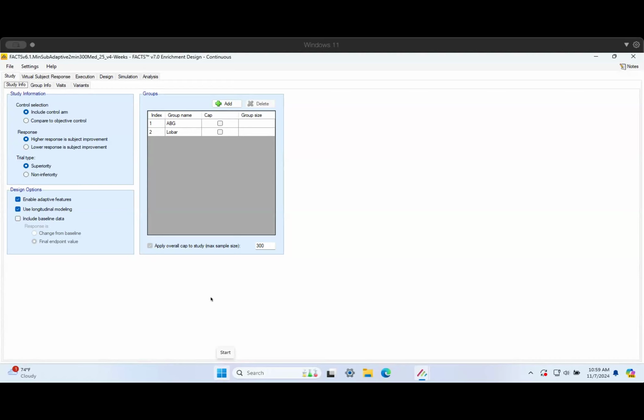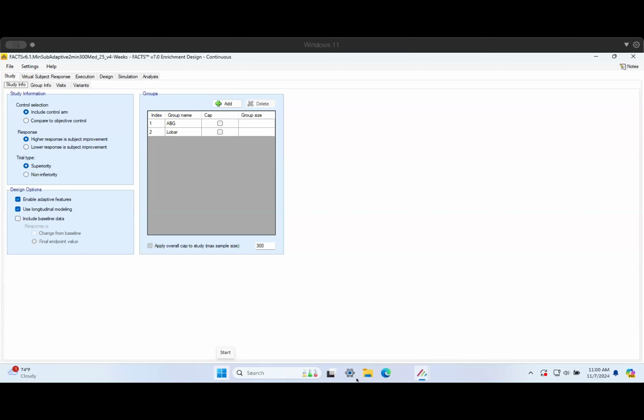Yeah, that's an interesting question. I know it's almost more of a basket trial question, I think, but that wasn't possible in enrich. And in FACTS, Nick and Tom may be better off answering whether FACTS can handle something like that, but I don't think that's possible. In enrich, with this hemorrhage, it's either in an ABG location or a lobar location in the brain. So patients in this trial couldn't come in with both, for example.